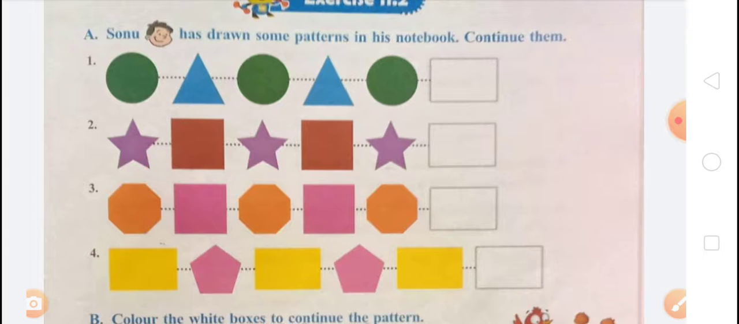Once again there is circle, triangle, circle, and next will be triangle. Circle, triangle, circle, triangle, circle, triangle. Okay, so then in first there will be triangle, and you have to color the triangle with the same color.